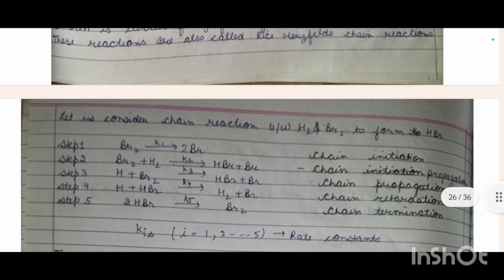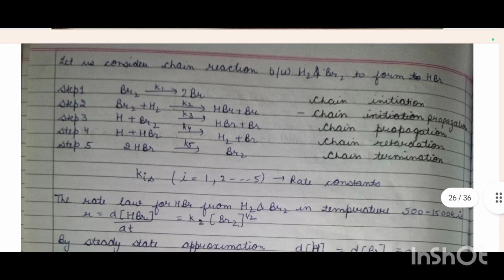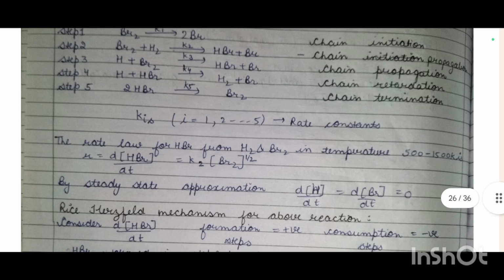Let us consider the chain reaction between H2 and Br2 to form HBr. Step 1: Br2 changes into 2Br, chain initiation. Step 2: Br plus H2 changes into HBr plus H, chain propagation. Step 3: H plus Br2 changes into HBr plus Br, chain propagation. Step 4: H plus HBr changes into H2 plus Br, chain retardation. Step 5: 2Br changes into Br2, having rate constants k1, k2, k3, k4 and k5 respectively.